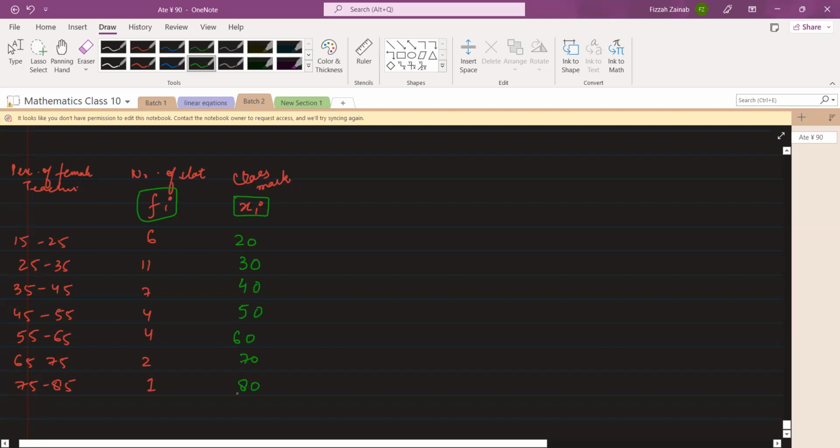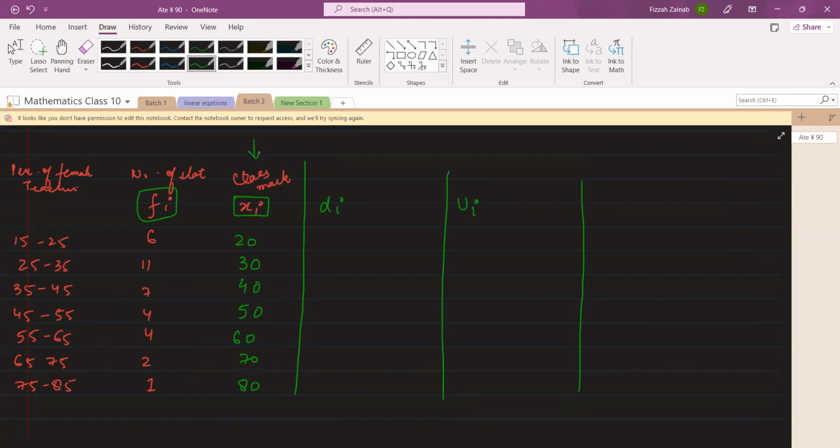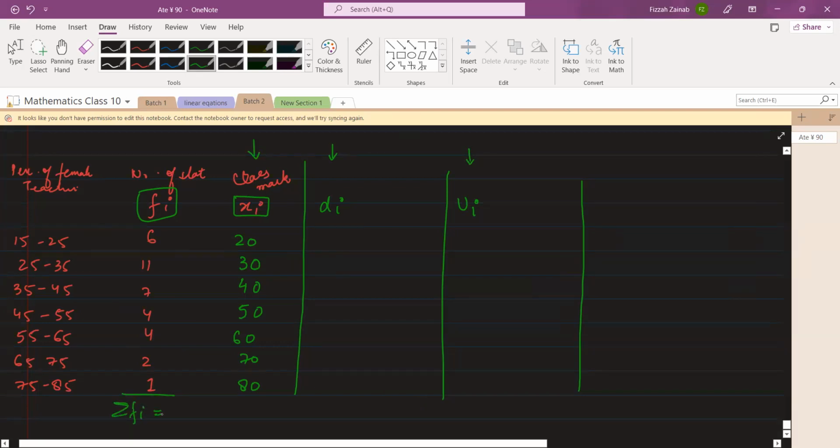So fi into xi, right? What you will do is you will leave the next column for your di. Then you will leave the next column for your ui. So basically all the three things you will find here, right? First is your xi, which you need for the direct method. This you need for the assumed mean method, and this you need for the step deviation method, right? Summation of fi we can just find because we need it in all the three, so that will be 35.